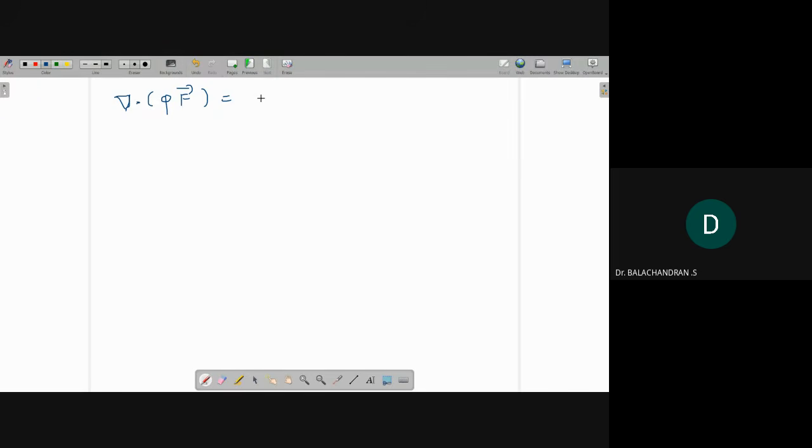Now it is a little bit difficult to remember the result. Okay, del of phi f vector is del phi dot f vector plus phi into del dot f vector. So we should use this result.